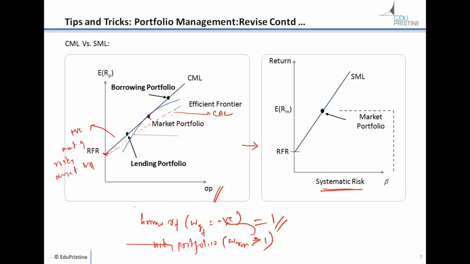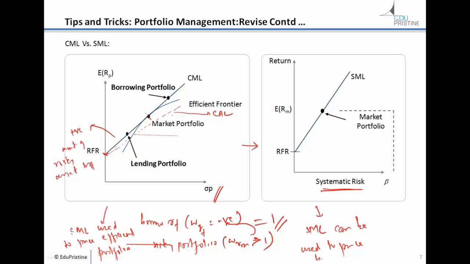Now, just one tricky point is that the CML is always used to price efficient portfolios. In this case, efficient does not necessarily mean diversified, whereas the SML, which is the security market line, can be used to price both efficient and inefficient portfolios. So in this case I'm not referring to efficiency as diversification. You must keep in mind that the CML will always be used to price efficient portfolios, whereas the SML can be used for both.